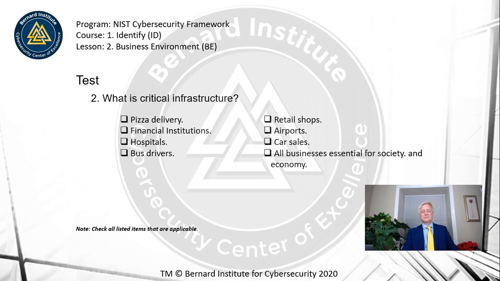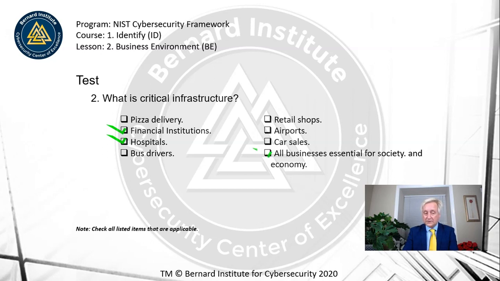Test number 2. What is critical infrastructure? Is it a pizza delivery? Is it a financial institution? If you guessed financial institutions, you're correct. Is it a hospital? Yes, indeed. We have to be able to take care of people, especially during disasters. When things are falling apart, we need to be able to provide healthcare service.